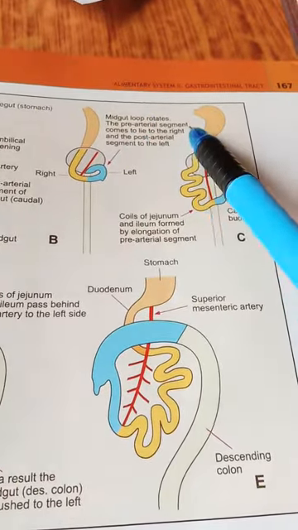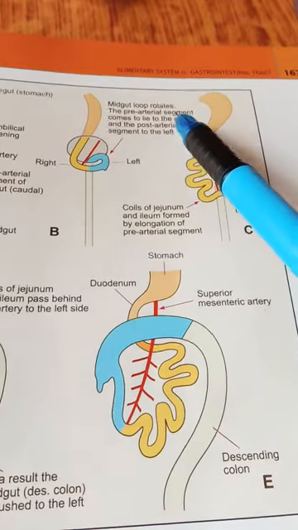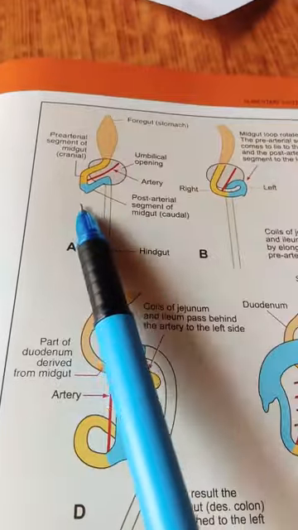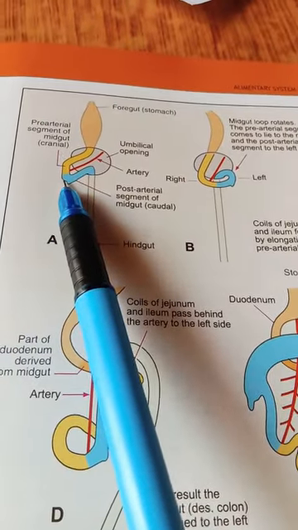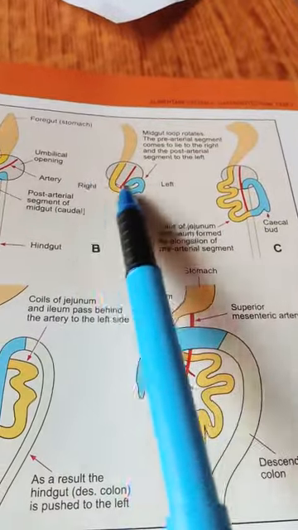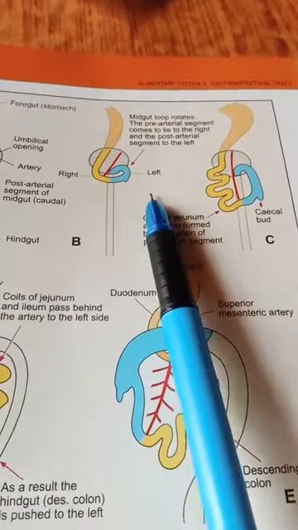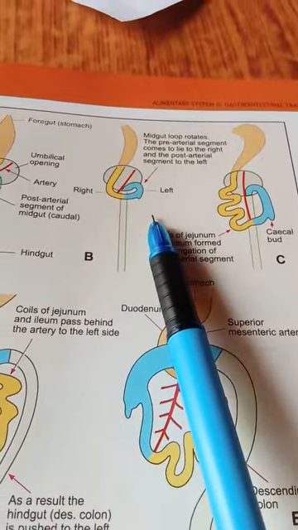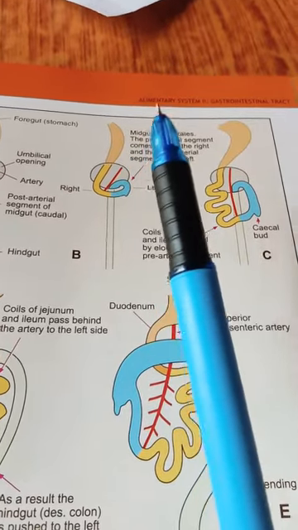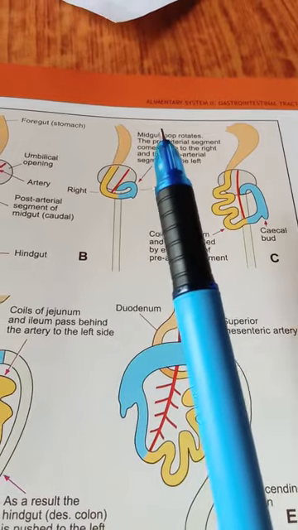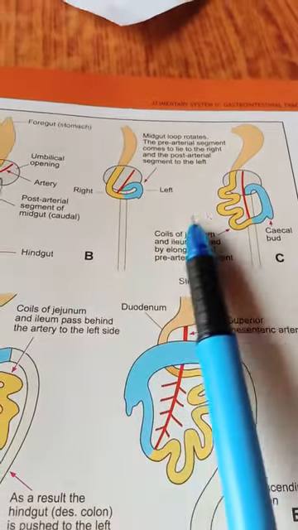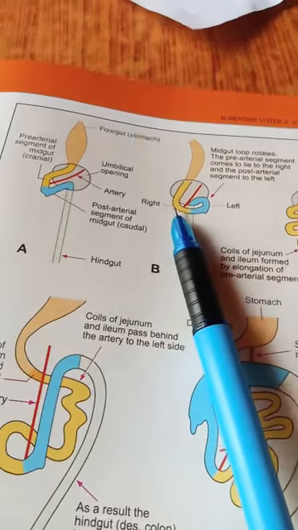That is, the pre-arterial segment comes to lie on the right side, and the post-arterial segment comes to the left side. Before, you can see this is left and this is right, but after rotation this is coming to the right side and this is going to the left side. So this is how rotation is taking place, and it is now in a horizontal plane, and the pre-arterial segment is towards the right and the post-arterial segment is towards the left. So this is post-arterial, this is pre-arterial.